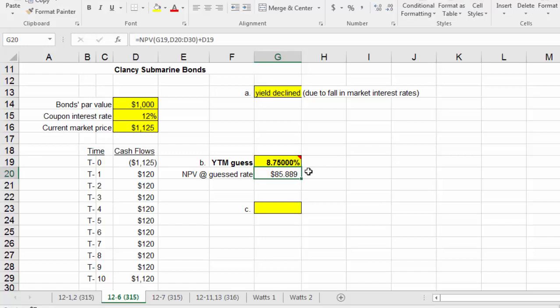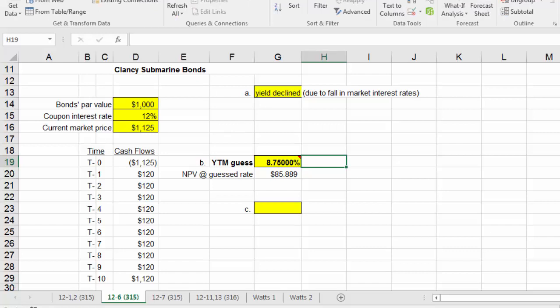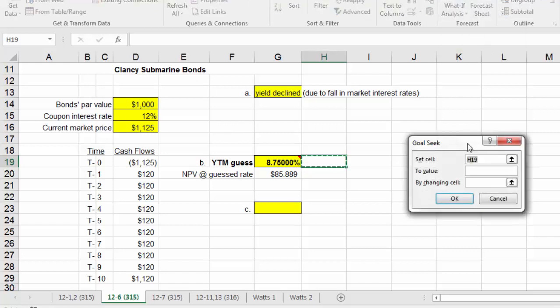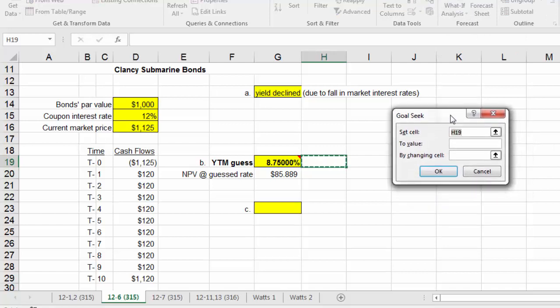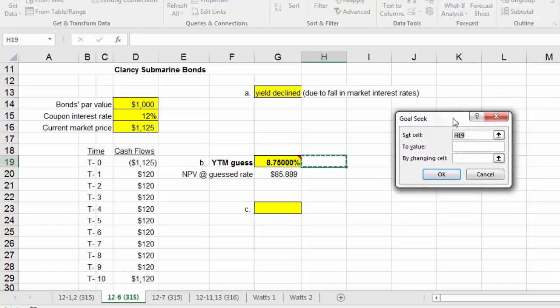Okay, I could keep guessing and guessing, and I'd eventually get there, and I'd probably not get it quite to 0. So let me show you a little tool that Excel has that will calculate this for us. Up in the Data tab up here, we want to go to What If Analysis and Goal Seek. And Goal Seek's pretty cool. It's a guess and check procedure, but Excel can do it very rapidly for us.